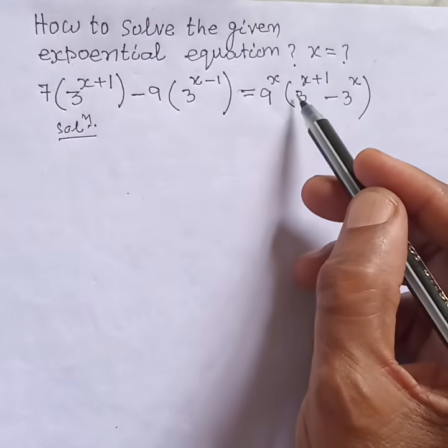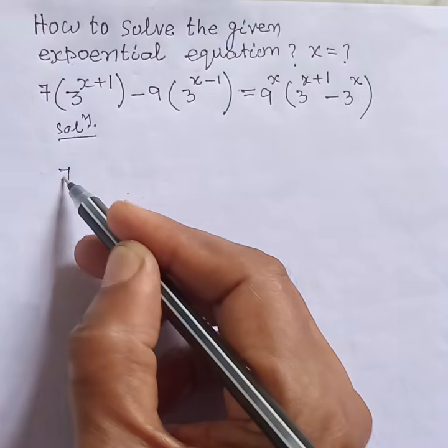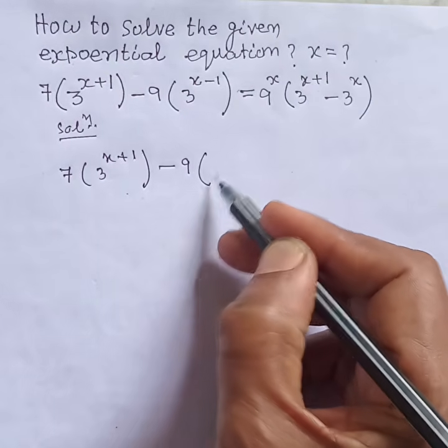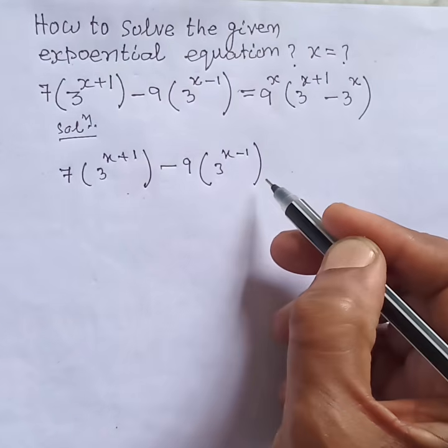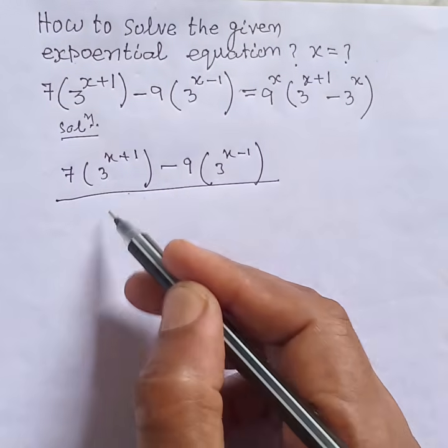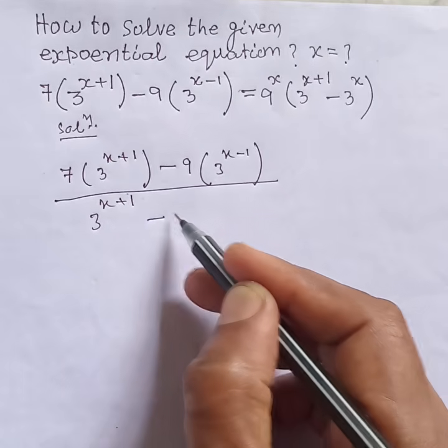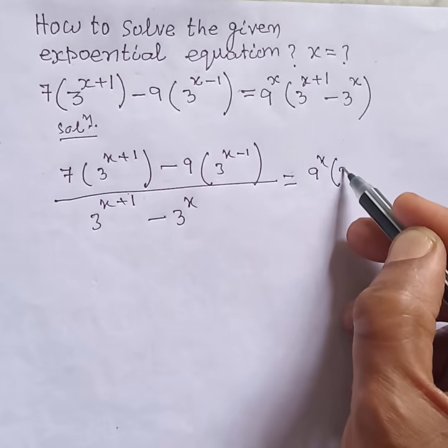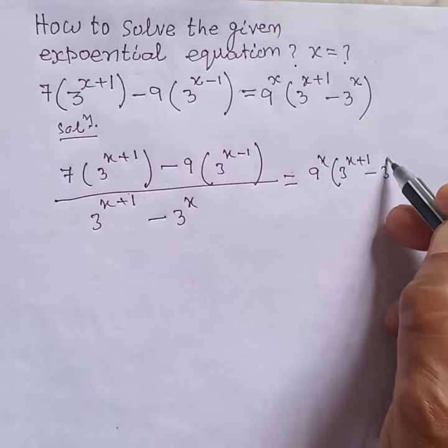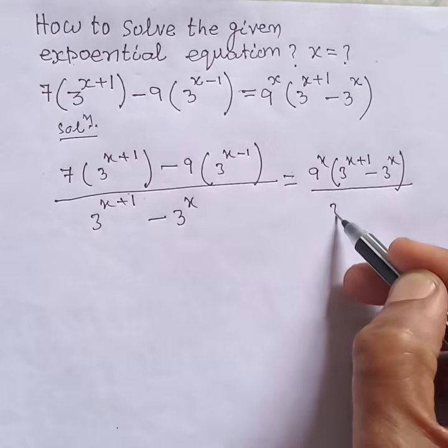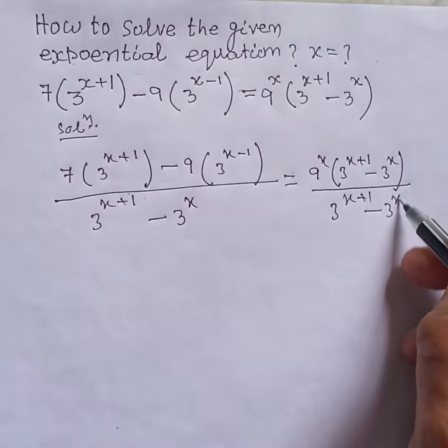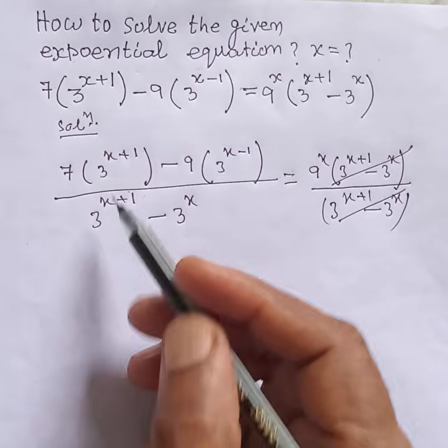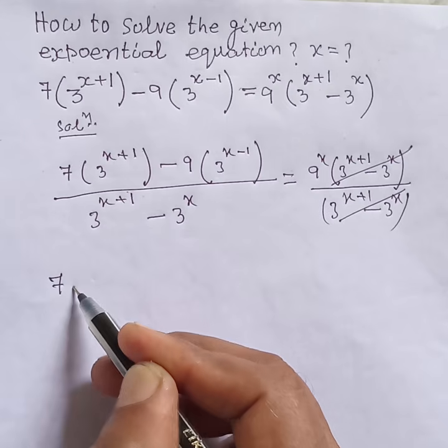First we divide both sides by this. Then we have 7 times 3 to the power x plus 1 minus 9 times 3 to the power x minus 1, divided by 3 to the power x plus 1 minus 3 to the power x, is equal to 9 to the power x into 3 to the power x plus 1 minus 3 to the power x, divided by 3 to the power x plus 1 minus 3 to the power x. This will be cancelled.